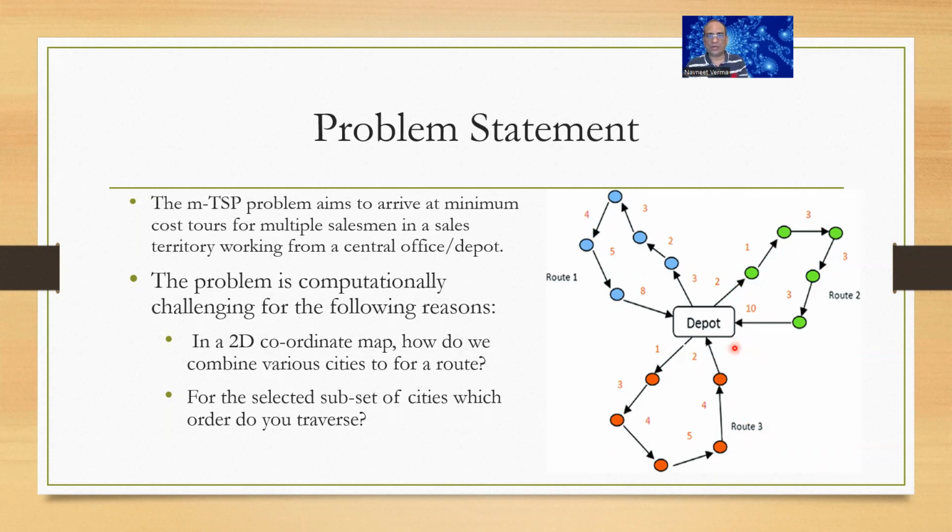So that's why this problem is more difficult than TSP, which is an NP hard problem. And by NP hard, we mean that all the problems in set NP can be reduced to this problem. The decision problem is NP complete, but the optimization problem is an NP hard problem.